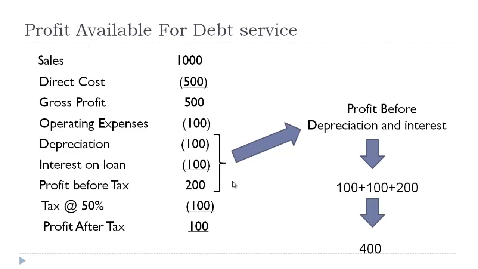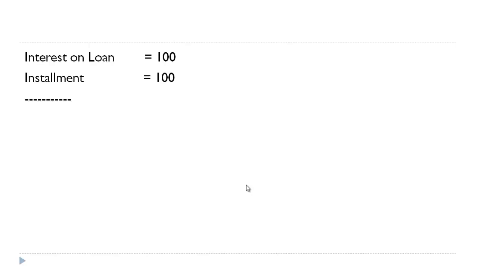Now, what is the interest on loan? We know interest on loan is equal to 100. And I'll tell you, let us assume installment is another 100. So we'll note down here, interest on loan is 100 and installment is another 100. So what is the total debt obligation? Total debt obligation is 200. So now we have two pieces of information. One is the profit before depreciation and interest, and two is this total debt obligation.